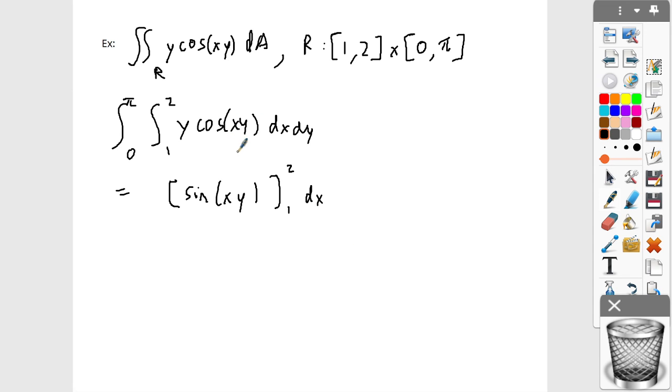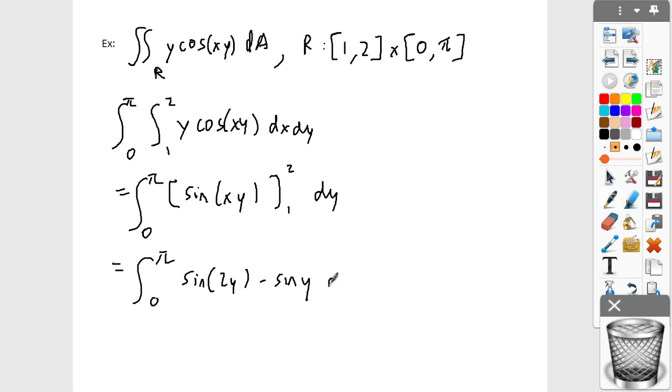It's a u substitution or a reverse chain rule predicament. Cosine of xy, the derivative of the inside with respect to x is y. You see a y out here. If this was an x out here, we'd do the y stuff first, because the derivative of the inside with respect to y is x. So we're doing the x stuff just because it's nicer for us. So what will this give us? We have the integral from 0 to pi, dy. So what's this going to give us? It's going to give us the integral from 0 to pi of sine of 2y minus sine of y dy.